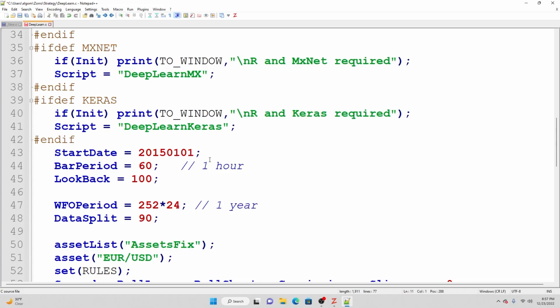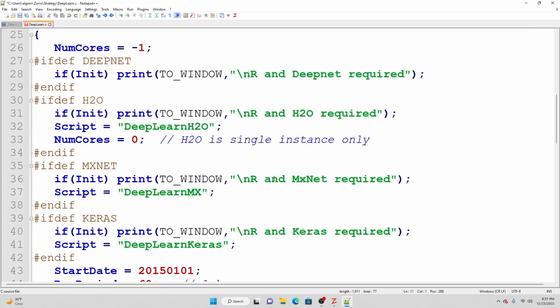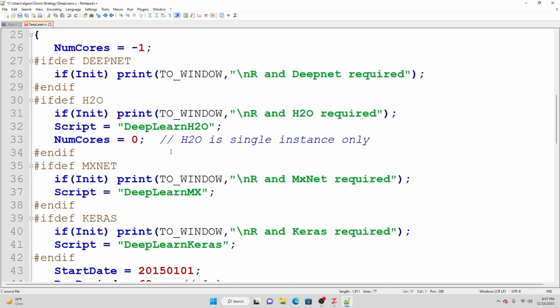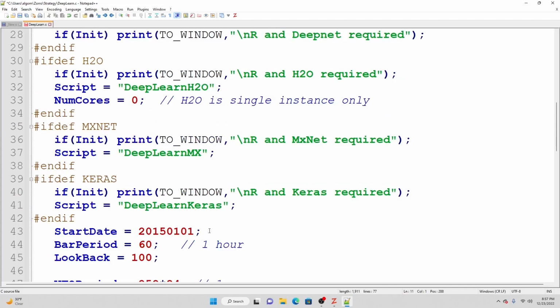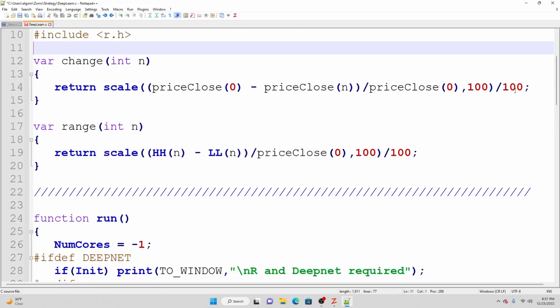So WFO is one of the best things you can do. Read about it. Zorro is very good at it, and you can also play with this. I'm sorry about that. You can also play with the start date and end date, and I already told you can play with the bar period. You can't really play with the look back period unless you also change this here. Not this, but this.